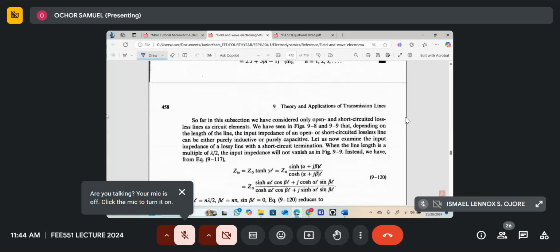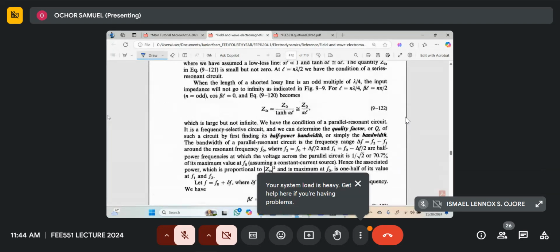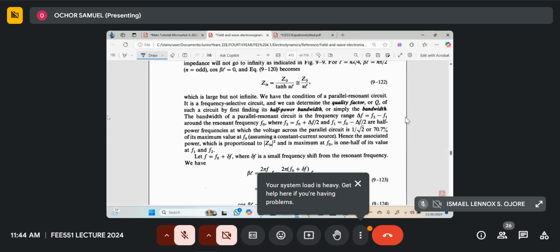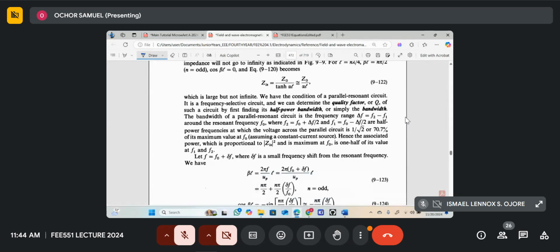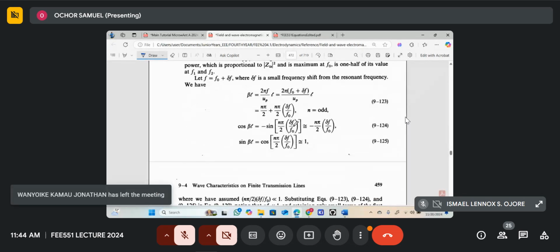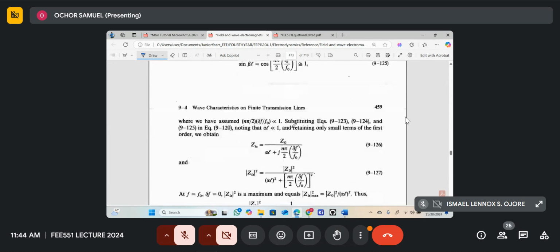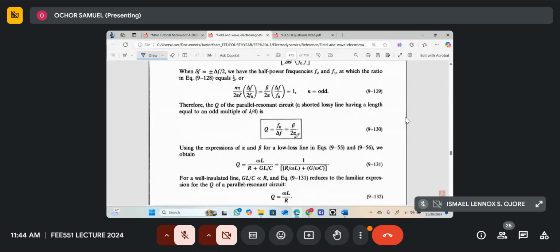Page 458 of the book we were using with Dr. Mwema last year. He actually did this in class, where he derived the quality factor by first finding the half power bandwidth, and he compared it with an RLC circuit. So you can see here, you can just go look at it. I've not yet looked at it deeply enough, but he derived this.